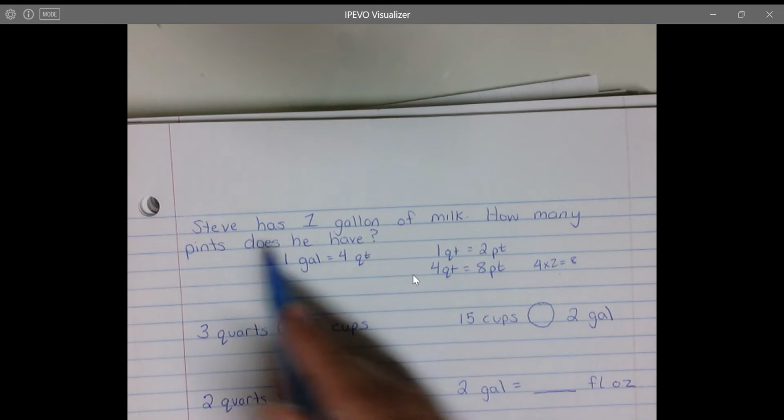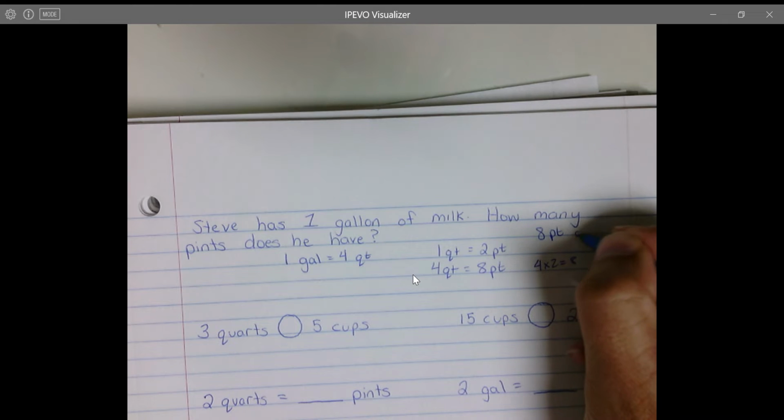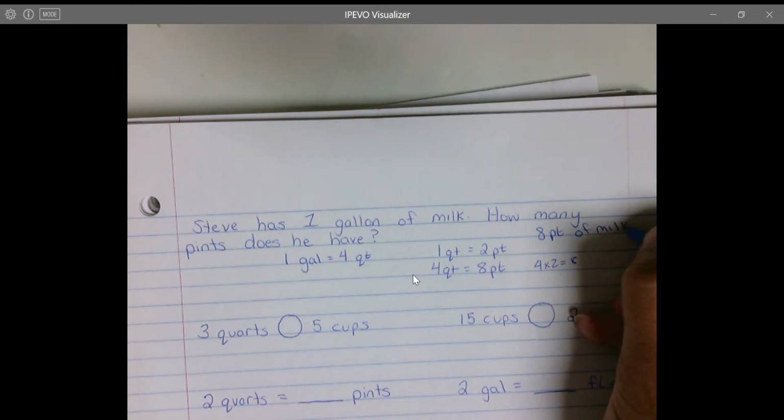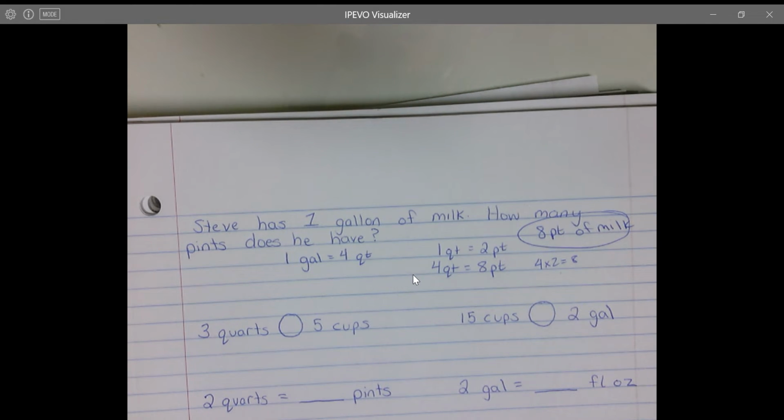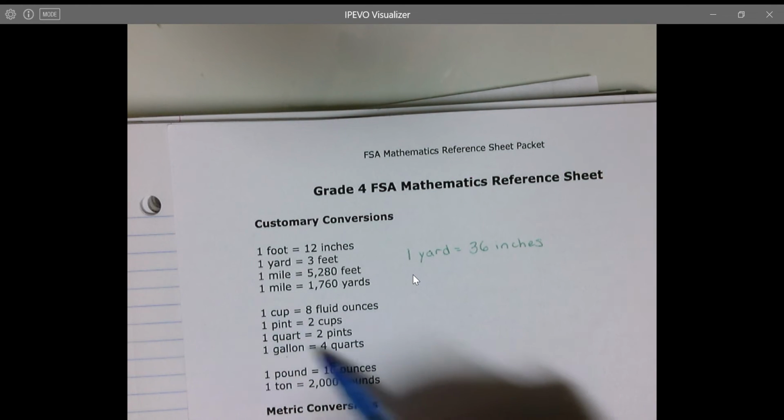So how many pints does he have? He has 8 pints of milk. So again, I didn't necessarily have to have that memorized. I could use our reference sheet, and this is going to be the section here that's on capacity.